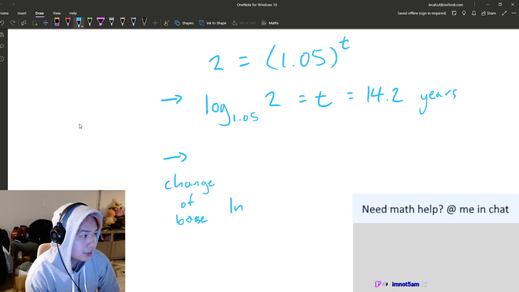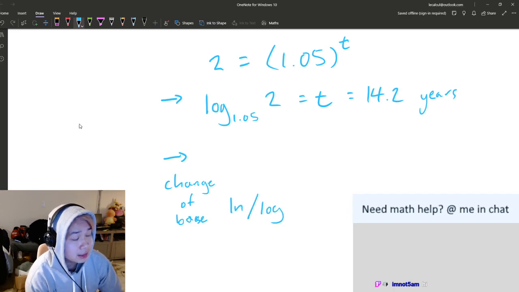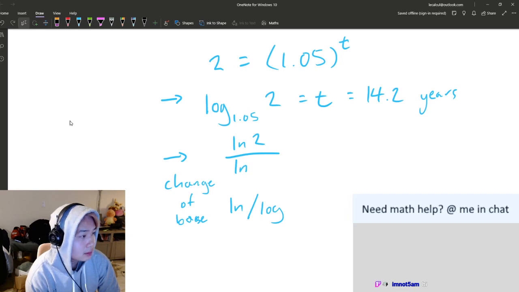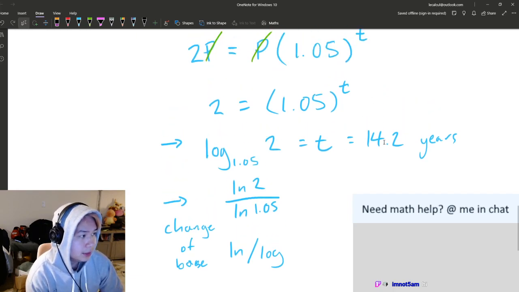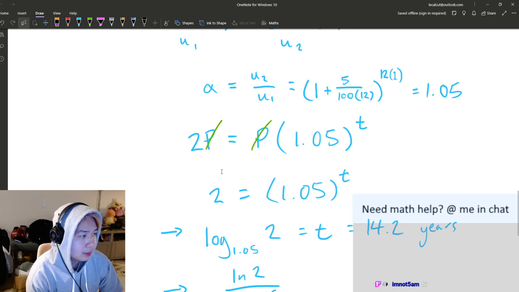So you can either use natural log or log. These are generally the ones that are found in most scientific calculators. And that's easy to do. And apply the formula. And then you can put this in a calculator. Either way, you get 14.2 years. So after 14.2 years, this person will double their money.